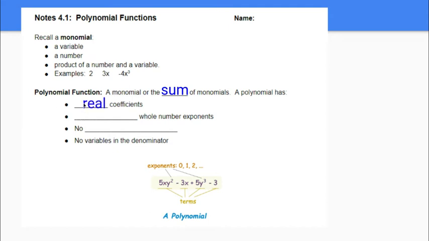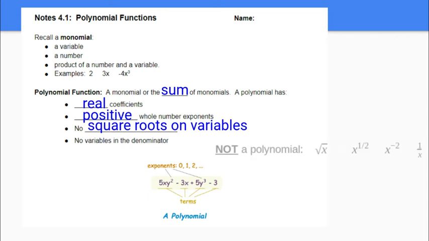These are a few things to check to see if it's a polynomial or not. So just make sure the numbers in front, which are called the coefficients, are real numbers. So no imaginary numbers, no i's can be coefficients. If you're looking at the exponents, they must be positive whole numbers. So no negatives, no fractions, okay? And a few other things to remember, no square roots on the variables and having no variables in the denominator. Here's a couple in your notes already, examples of things that are not.